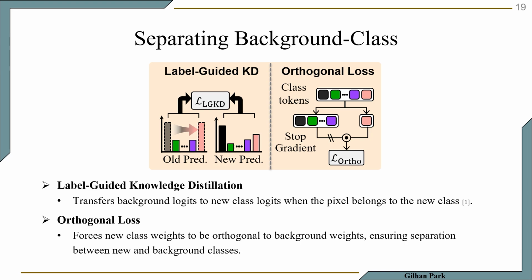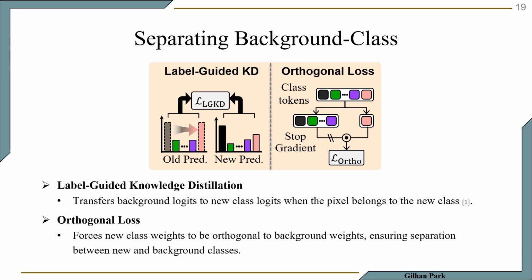First, label-guided knowledge distillation. When the model encounters new data, background pixels may sometimes overlap with pixels belonging to new classes, causing confusion. Label-guided knowledge distillation solves this by transferring information from the background logits of the old model to the new classes. Essentially, it guides the model, making sure that the new classes are correctly separated from the background.